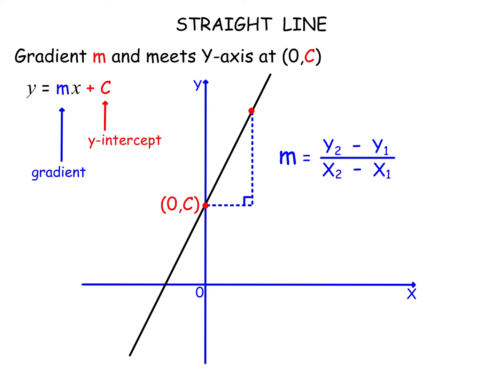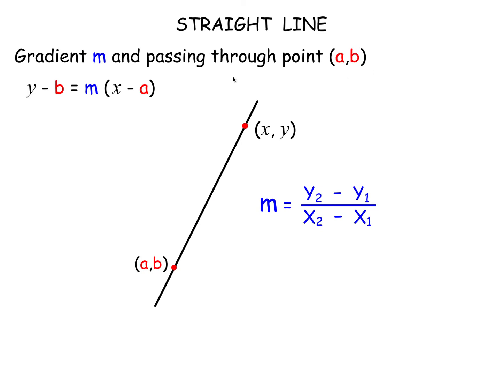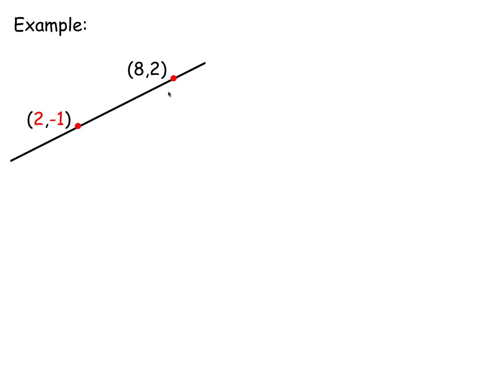The third video looked at the general equation of a straight line, gradient m, through a point (a, b). Going to go over an example which was used in the third video, just to introduce this video, which is on rearranging the equation of a straight line. So here, the line passes through (2, -1) and (8, 2).